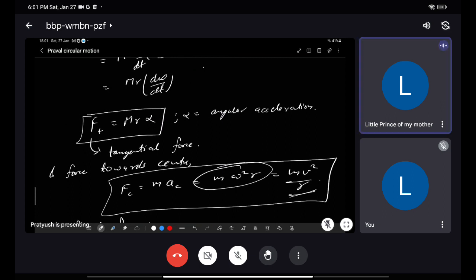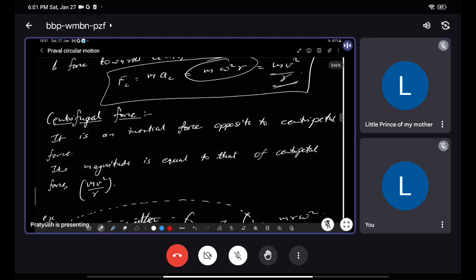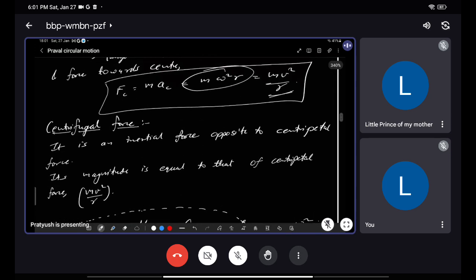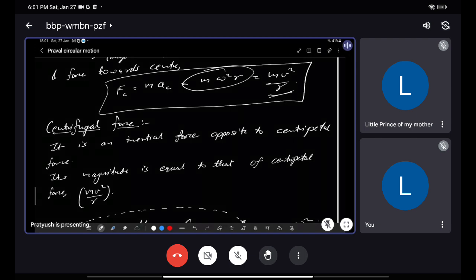Copied, sir. Now, till now we have seen centripetal force. Next is centrifugal force. Now, what is centrifugal force? See, whenever you are sitting in a car and the car takes a left turn, you feel like your body is leaning towards the right. This is centrifugal force.